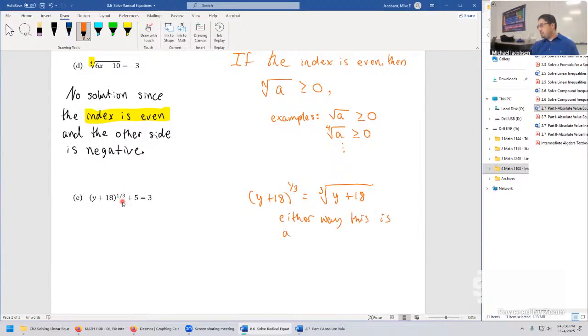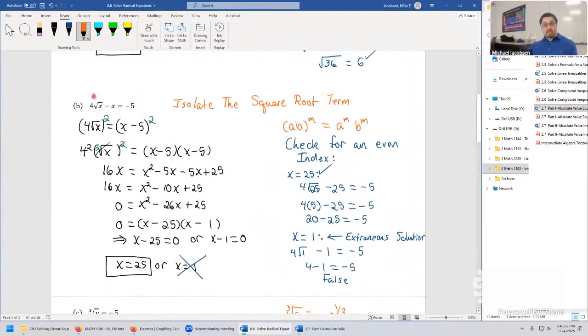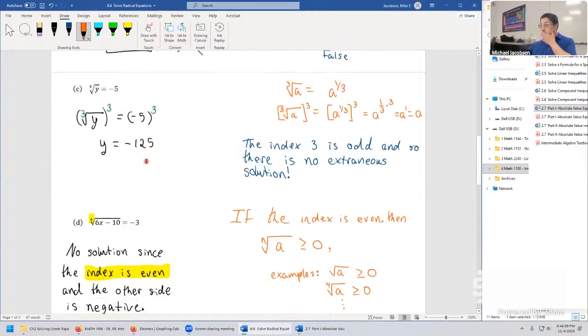this is a cube root. So that means we're dealing with an odd index. So there'd be no extraneous solutions to this one once we go to solve it. But by the way, this is a tricky one to solve. You don't want to raise this to power 3 because then you have to expand out y plus 18 to the power 1/3 plus 5 cubed, and that could take us all day. Instead, we isolate the cube root expression. This one's very similar to what we did on this portion. You wouldn't want to square this in that format. That's a lot of work. Instead, isolate the square root term for root x.